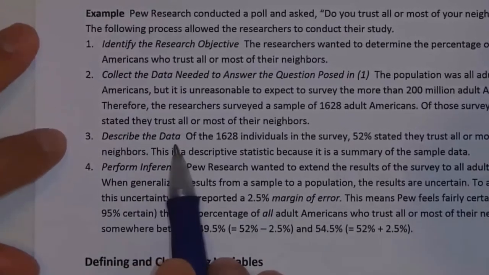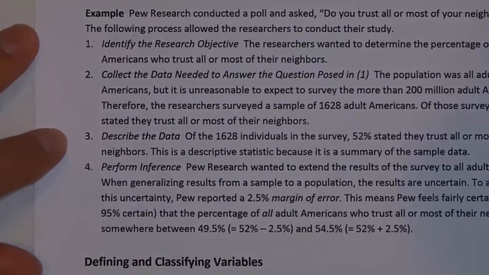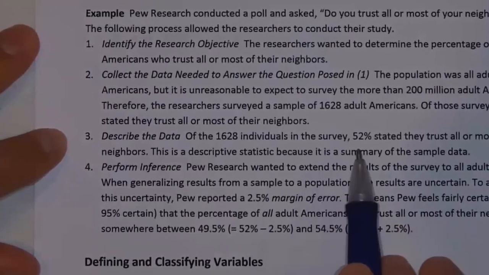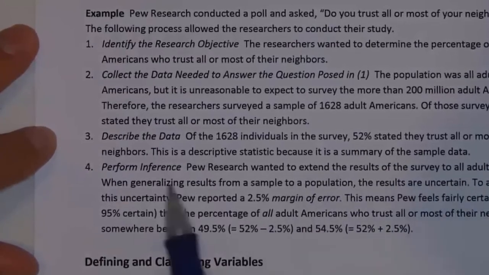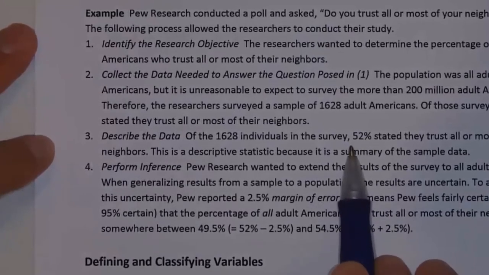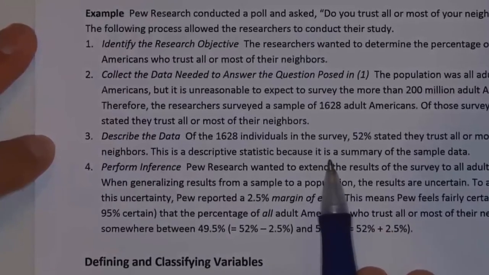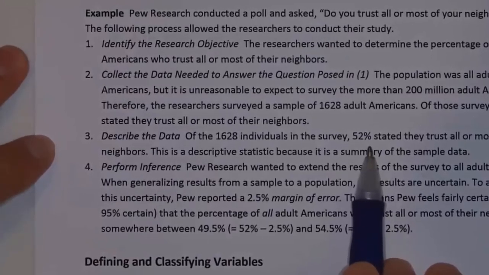Now, describe the data. In this particular case, we could convert that to a percentage. Probably would be a little better description than just the raw numbers. If we take 847 and divide by 1,628 and change that to a percent, that's about 52%. So 52% stated that they trust all or most of their neighbors. That 52% in this case is a statistic because it's only from the sample, not from the entire population. So we know the statistic is 52%. We don't know the true parameter.